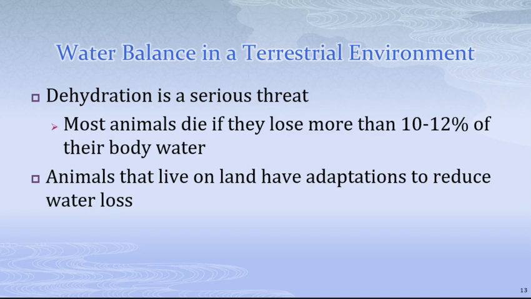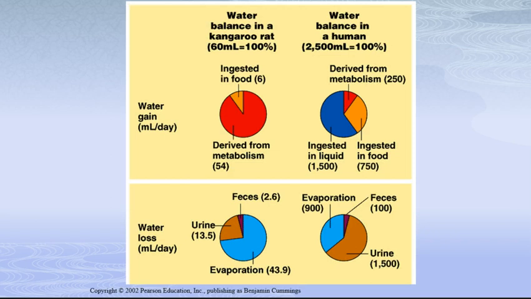And dehydration can be a problem for marine animals too, right? Because of that salt difference. But we are terrestrial, so we want to talk about terrestrial. So dehydration, you've got to maintain a certain amount of water. So not only do you have to maintain the right concentration, you have to maintain the right amount, okay? And so there are different ways that we do this.